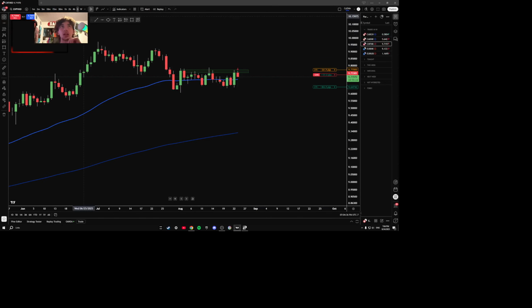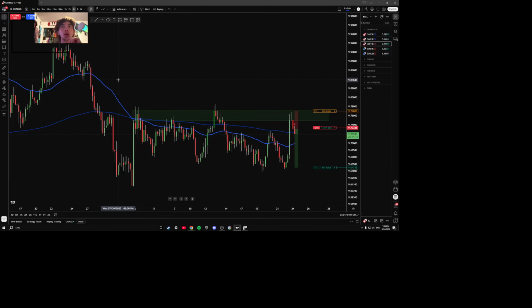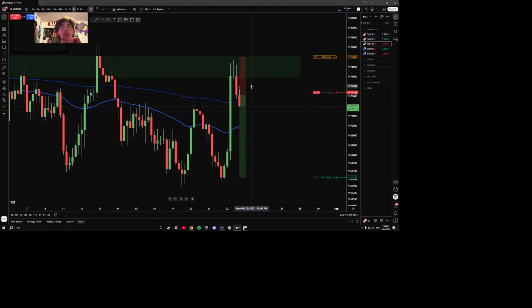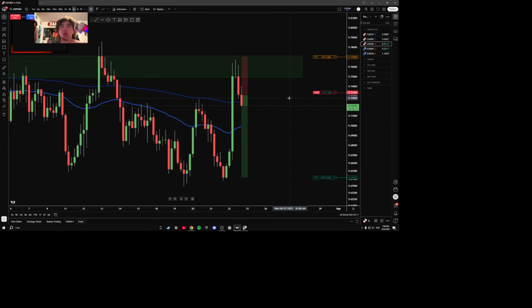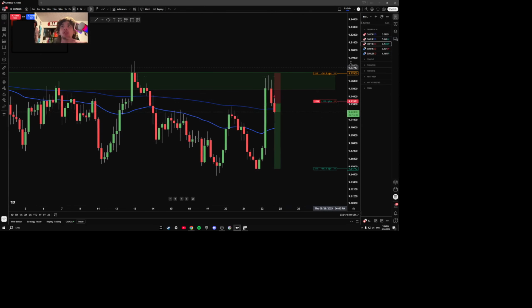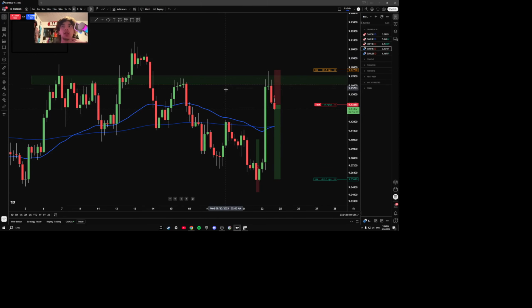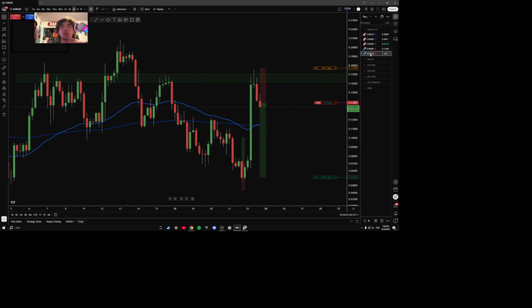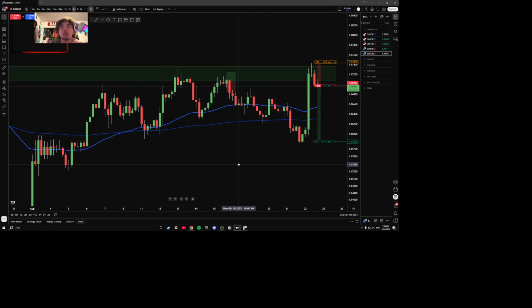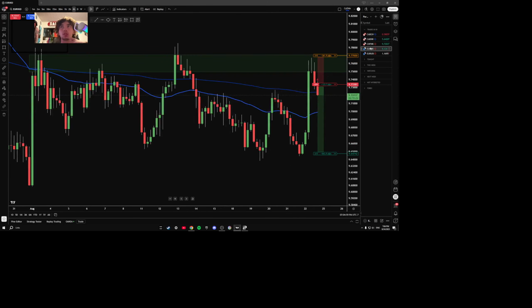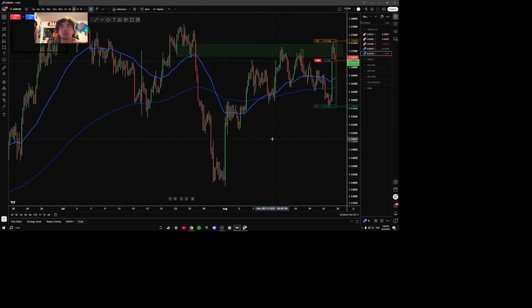CHF HKD. Daily. Nope. 4-hour area of interest. Engulfing sell. Already up 120 pips. Oh my god. So cool. Not really. Euro HKD. Another one. Same trade pretty much. Euro USD. Another one. Same trade. Yeah. 3 of the same trades. I'm very cool with it.